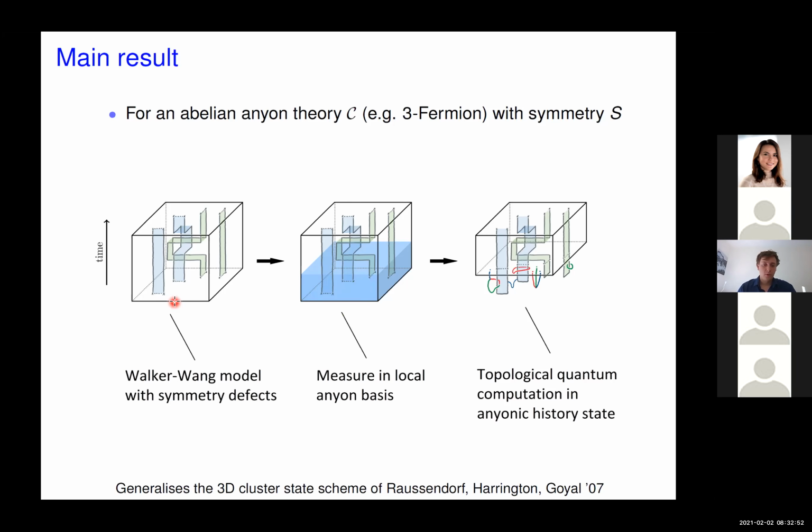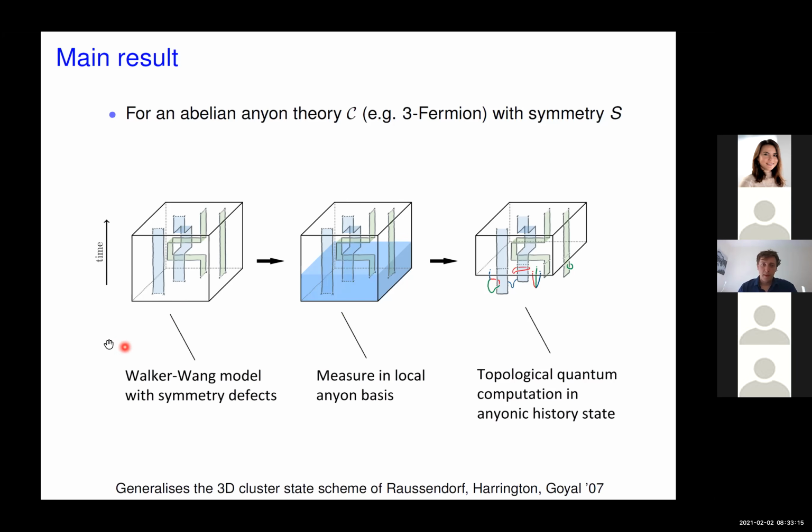So in this talk, what we do is develop a general approach to topological measurement-based quantum computation using a certain class of 3D models known as the Walker-Wang models. And using these models, we can directly implement a computation scheme for a given abelian anyon theory using its symmetry defects, leading to a wide class of potential resource states. So what's the main idea?